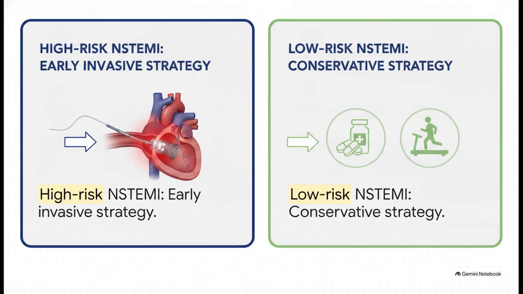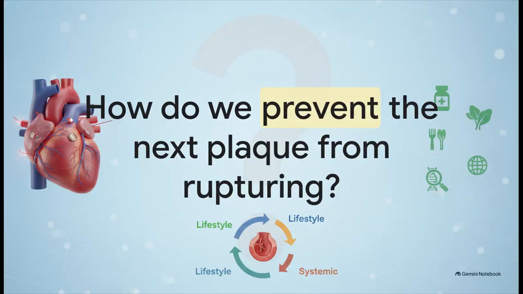Regardless of the risk level, though, NSTEMI patients still receive robust medical management. Dual antiplatelets, anticoagulation, and anti-ischemic meds like beta blockers, nitrates, or calcium channel blockers. So we've navigated the acute crisis, restored the blood flow, and saved the muscle. But the harsh reality of atherosclerosis is that it's a systemic disease. The problem isn't just in that one stented artery.